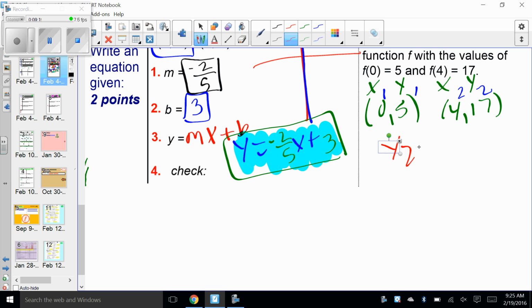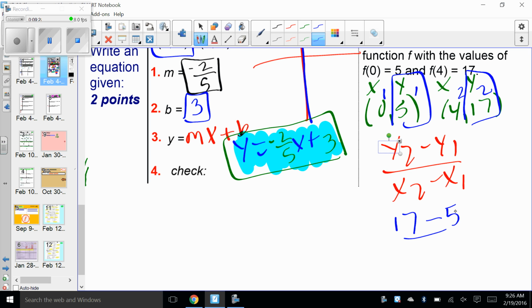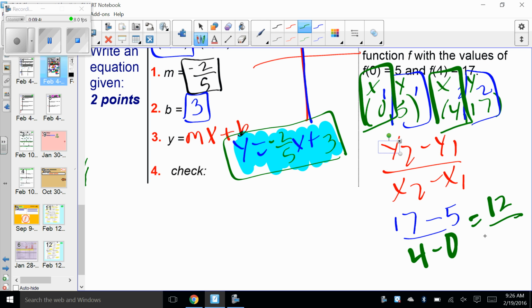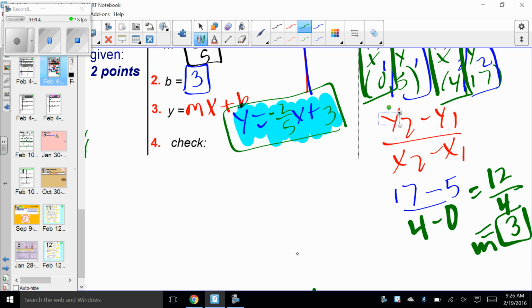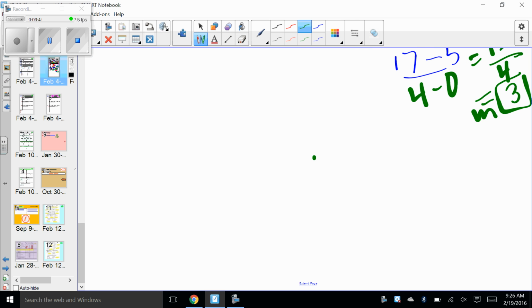So we should be going y2 minus y1 divided by x2 minus x1 when the graph disappears. The y2 value is 17. The y1 value is 5. So in the numerator, we have 17 minus 5. In the denominator, we have 4 minus 0. So we have 17 minus 5 in the numerator, which is 12. We have 4 minus 0 in the denominator, which is 4. So my slope in this problem is 3. Now keep in mind, we need y equals mx plus b.